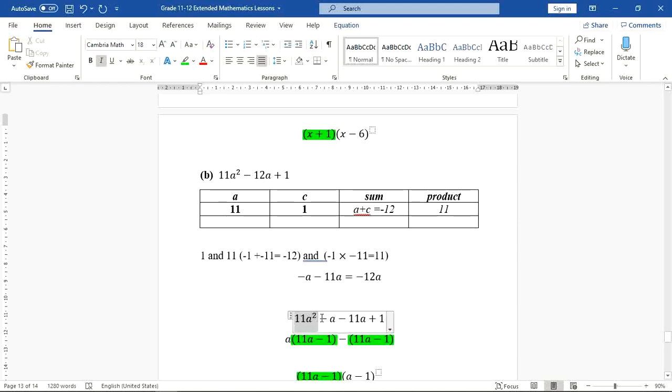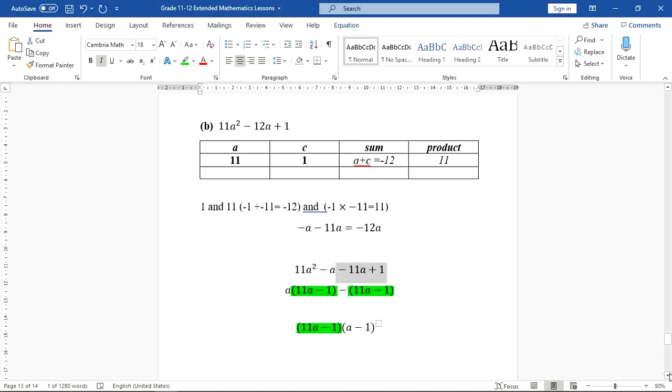The first two have a common factor, which is a, that will give me a times 11a minus 1, and then the last two also have a common factor, which is minus 1. So minus 1 will be outside, then I'll get 11a minus 1. So the two brackets have the same information. So factorizing out the common factor, I'll get open bracket 11a minus 1 times open bracket a minus 1 close the bracket.